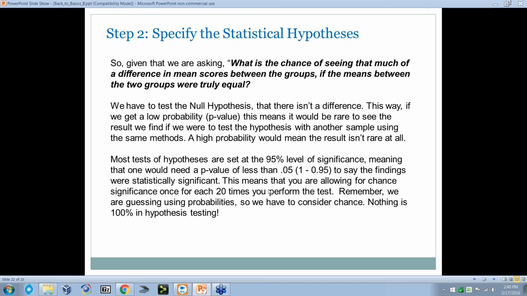And here I'm talking about how most tests of hypotheses are set at the 95% level. You can set it at whatever you want, but most of the time 95 is nice. It means that one would need a p-value of less than 0.05, because 1 is everything. 1 is 100% minus the 0.95. So that's how we get that. And then if we had a value of less than 0.05, we would say the findings were significant. That means you're allowing for a chance significance once every 20 times you perform the test.